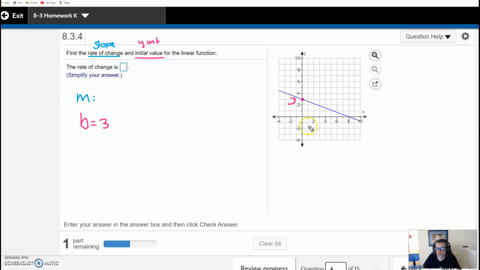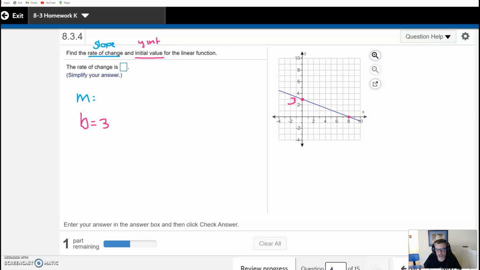So remember to find the slope, I need a starting point and an ending point. So I'm going to start at my y-intercept, and I'm going to move down the line until I get to a point where it perfectly intersects the crosshairs right here. So now I have a starting point and an ending point.